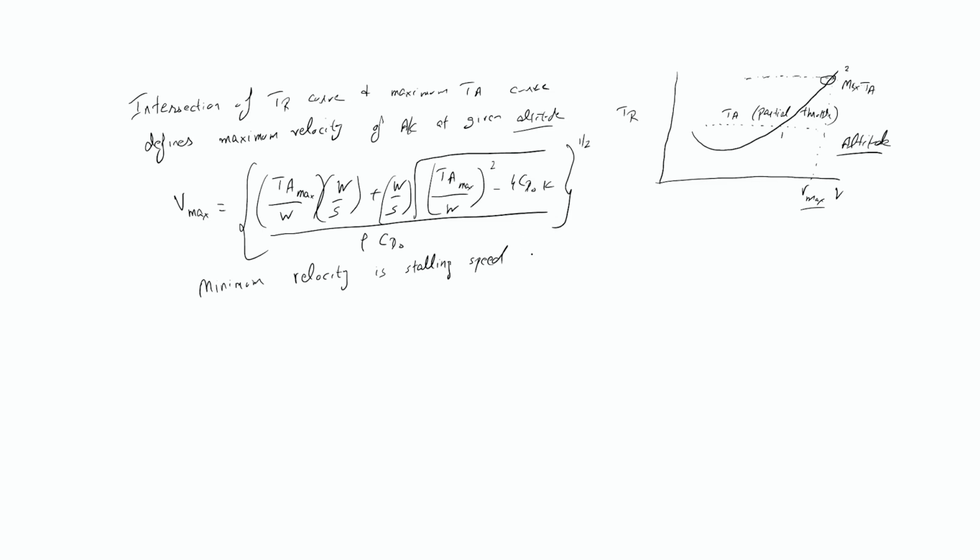Which strongly depends upon what? Remember, which strongly depends upon CL max and W by S. Alright, so minimum velocity is governed by the stalling speed, which strongly depends upon CL max and W by S.